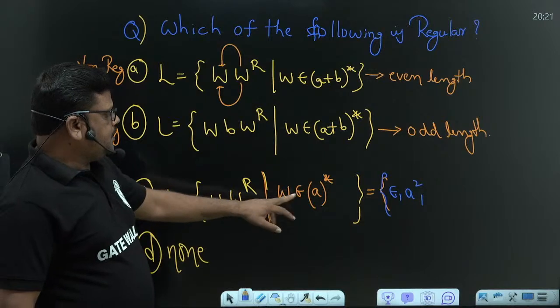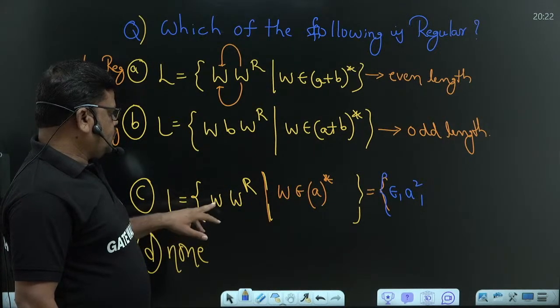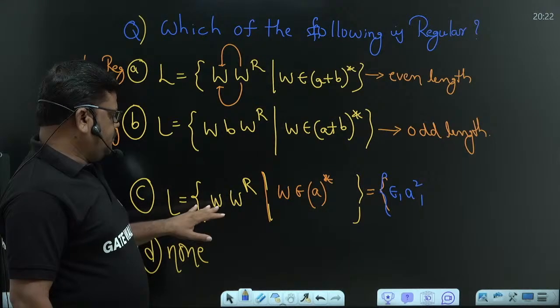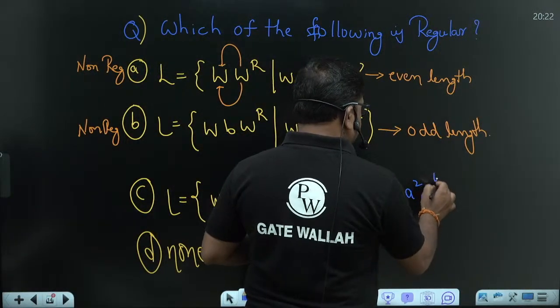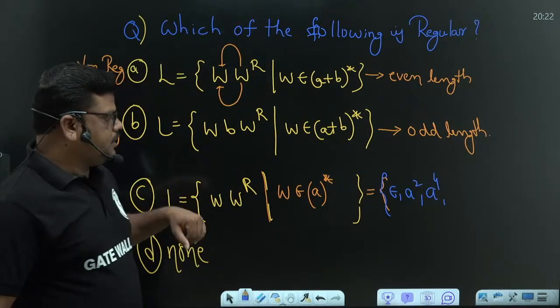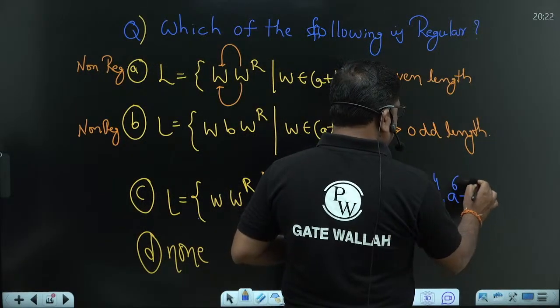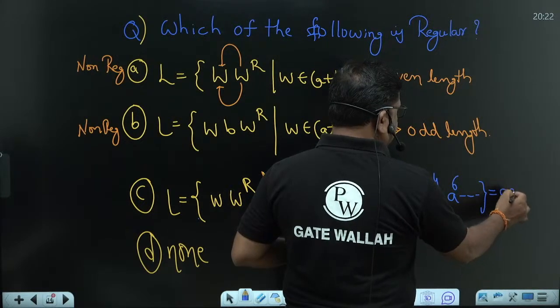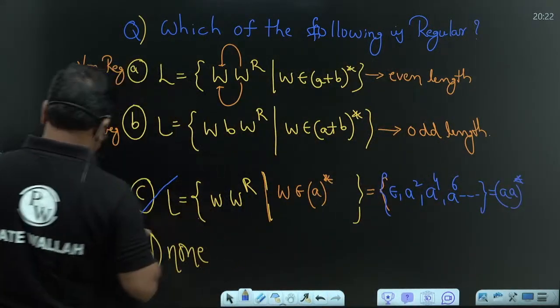If W is 1 A, we get 2 A's. If it is 2 A's, 4 A's, reverse also there. If W is 3 A's, then 6 A's, and so on. This is nothing but an even number of A's. A star, a regular expression is there. So this is clearly regular.